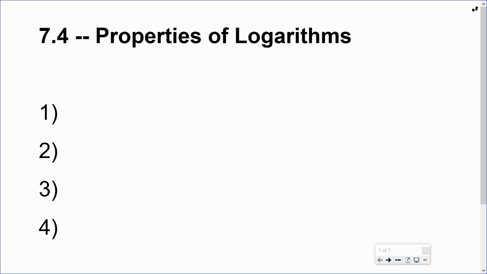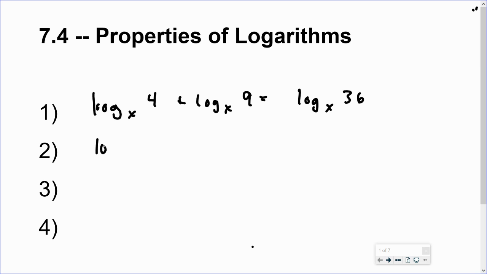So, just going through this quick review. The property is logarithms. If I have log base x of 4 plus log base x of 9, since we're adding there, we'll want to multiply those two logs. And then for the next one, log base x of 4 minus log base x of 9, I'll end up going with log base x of 4 divided by 9. So subtraction turns into division.